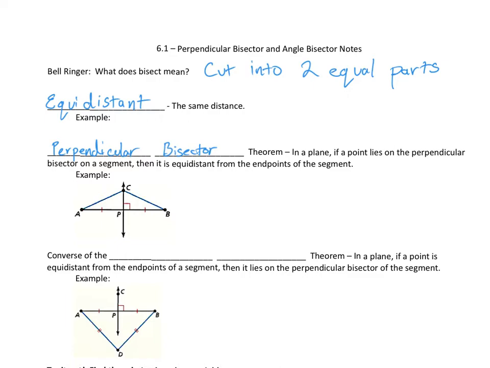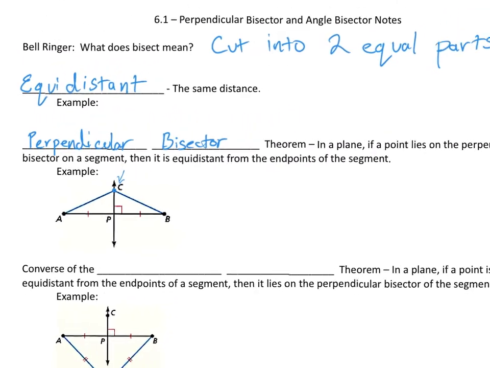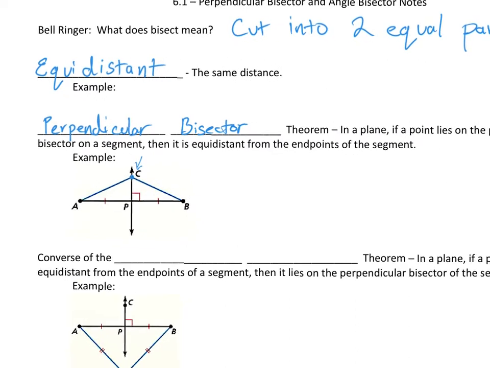Here they have a picture of a perpendicular bisector. The point this theorem is talking about is point C. The theorem says if it lies on a perpendicular bisector, and the perpendicular bisector is actually this line, if I make this orange, it's this line here. We know it's a line because it has the arrows at the end, right? And then it says it must be equidistant from the endpoints of that segment.